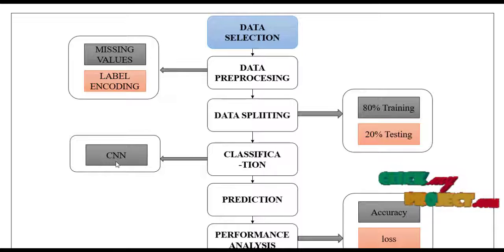The first one is the data selection. Then data pre-processing: we process missing values and do label encoding. And then data splitting, where we split the data into training and testing at a ratio of 8:2. And then classification, where we use the deep learning classifier CNN, and prediction and performance analysis of the CNN: accuracy, loss, training loss and testing loss.